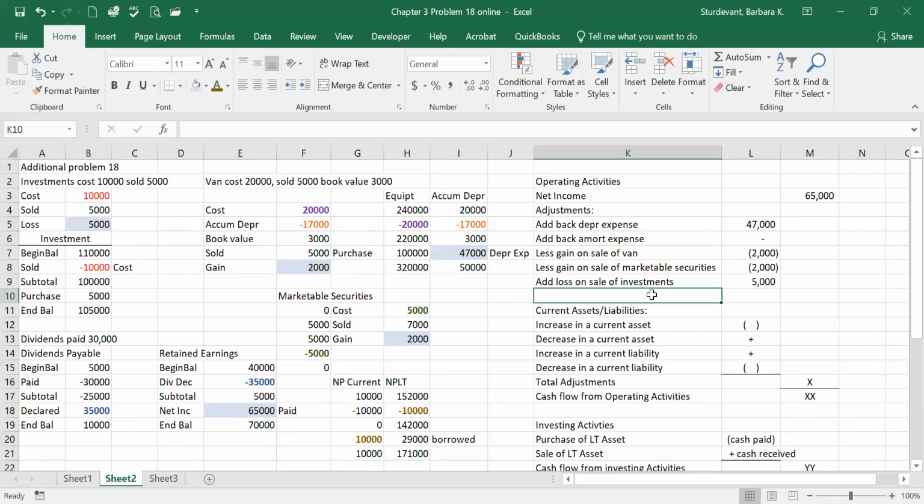All right, and so what did accounts receivable do? Accounts receivable, we had a loss of $1,000. Okay, so we have a decrease.